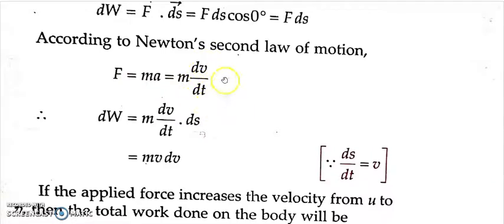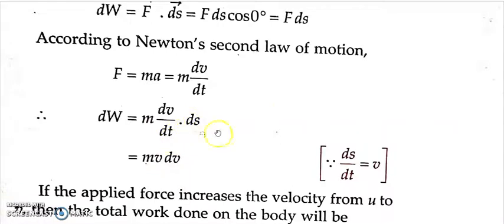Now this dv by dt can be written as, this force, dW means F dot ds. So this F value you put in, what will you get? m dv by dt dot ds. So now what can you write? m dv by dt into ds, this term you can write as ds by dt.